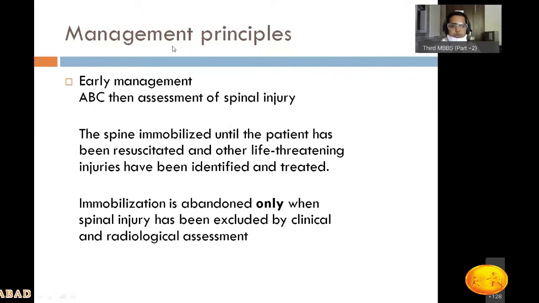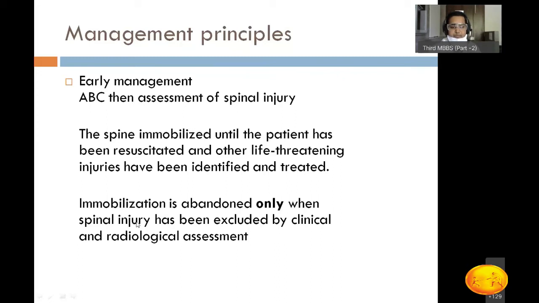Further, we would like to go on to the management principles. Discussing detailed management is beyond the purview of this lecture. We might discuss it further in the next lectures, but we'll go through the principles of management. The early management is airway, breathing, circulation, and then the spine is immobilized until the patient has been resuscitated and other life-threatening injuries have been identified and treated. Immobilization of the spine is abandoned only when spinal injury has been excluded by clinical and radiological examination.